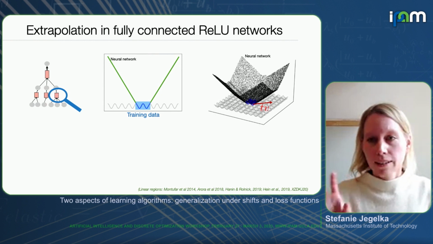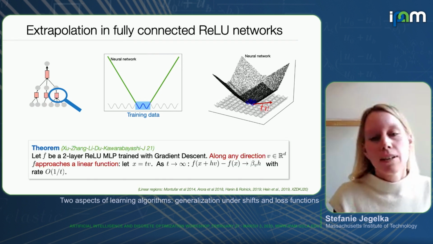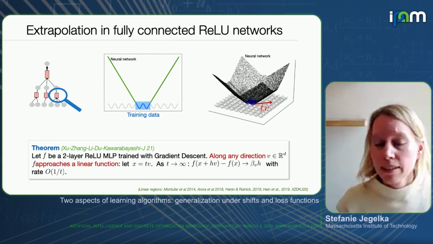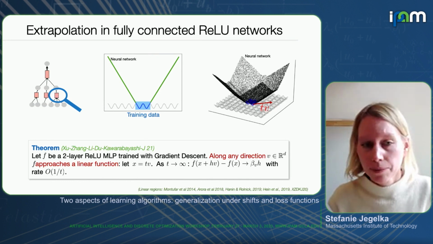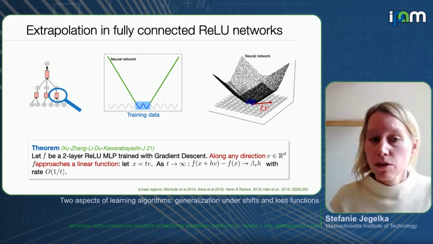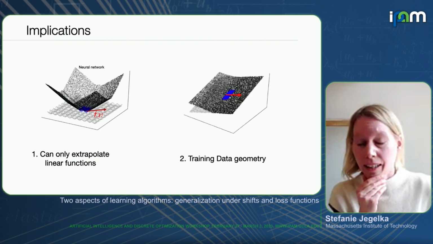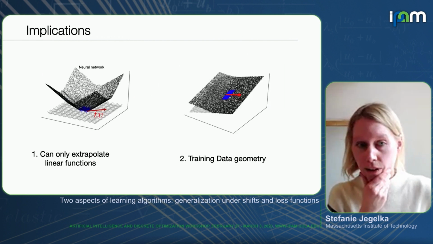So here, this is like an empirical thing. You can check that empirically, but you can also prove this in a simplified setting. This is with a neural tangent kernel. That basically, as you go away from your data, the function becomes just directionally linear. So what does this mean for the inductive biases and the extrapolation?